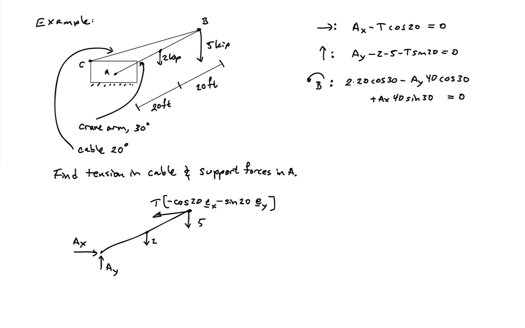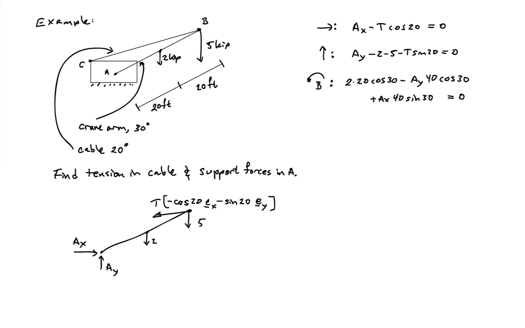And I have to pick one point to sum the moments about, and I'll go ahead and pick point B. So I sum the moments about point B in the orientation shown, and I have the lever arm times the forces. So 20 times 2 times cosine 30 gives me the moment associated with the force in the middle of the crane arm. And then I have minus AY 40 cosine 30 is the moment associated with AY, plus AX 40 sine 30 gives me the moment associated with AX, and that all has to equal 0.